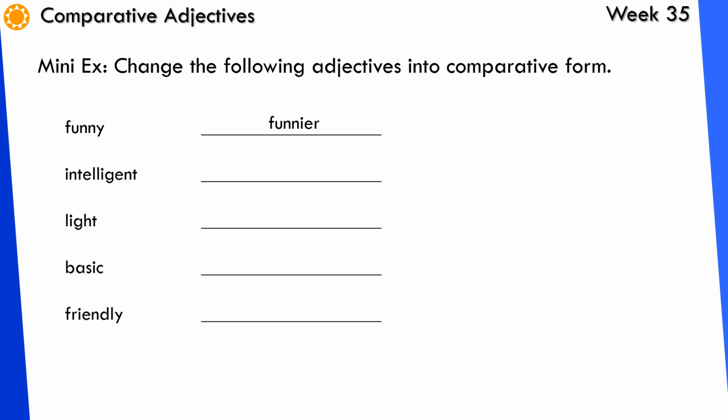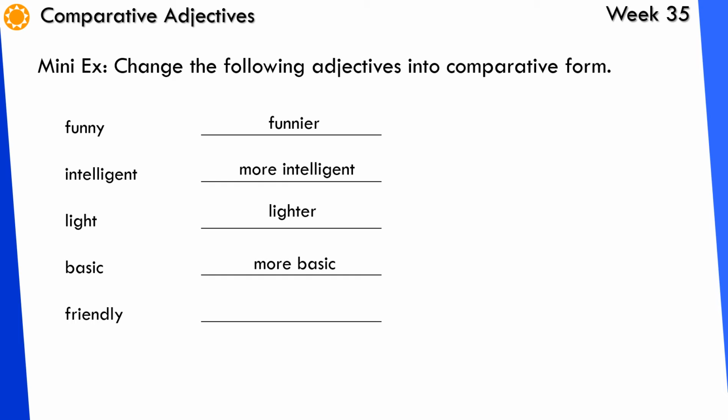Intelligent. It has three syllables. We need to add the word more before the adjective, and we have more intelligent. Light. It has only one syllable. We just add the letters ER and we have lighter. Basic. It has two syllables. So we need to add the word more before the adjective and we have more basic.